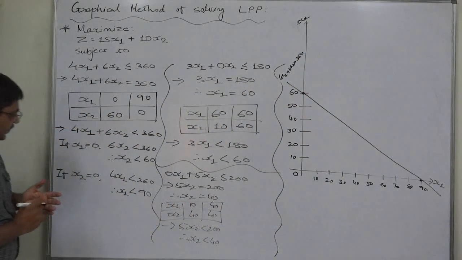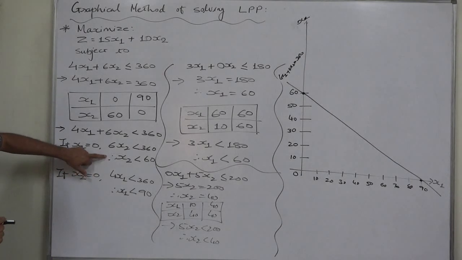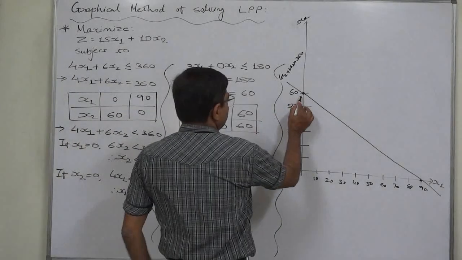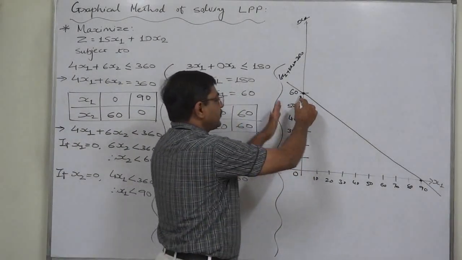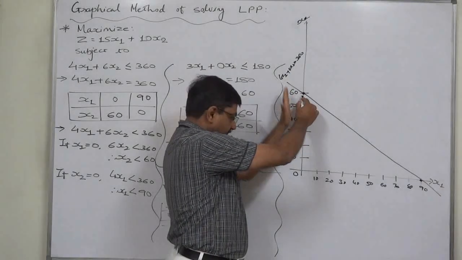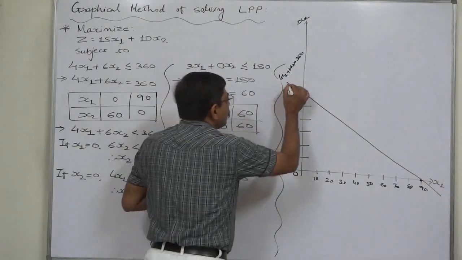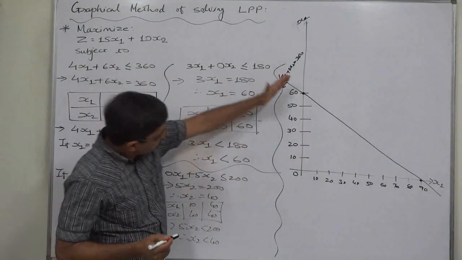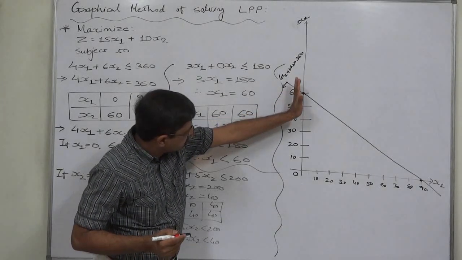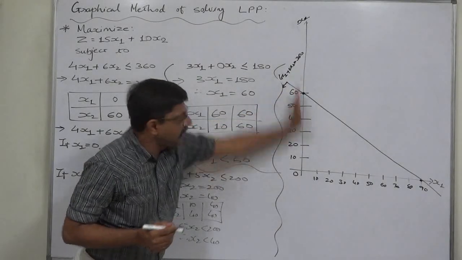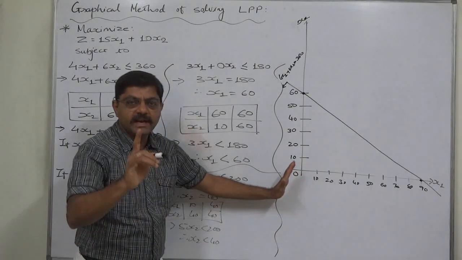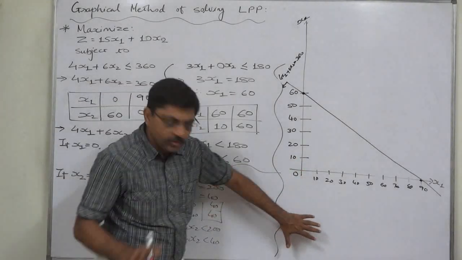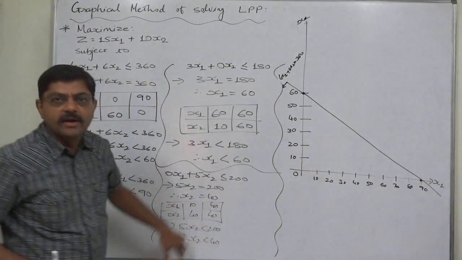Now what about this inequality part? The first is x2 less than 60. Where is x2 equals 60? Here. And where are the values of x2 less than 60? This side. So draw a small arrow indicating that side. That means x2 takes value 60 or less. But because of the non-negativity constraint, x2 is not going to take any value less than 0. So we are not going to draw the remaining part of the graph paper.